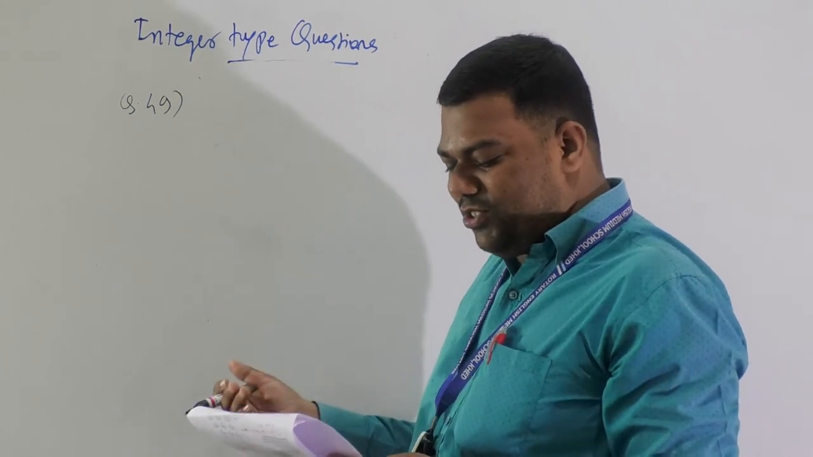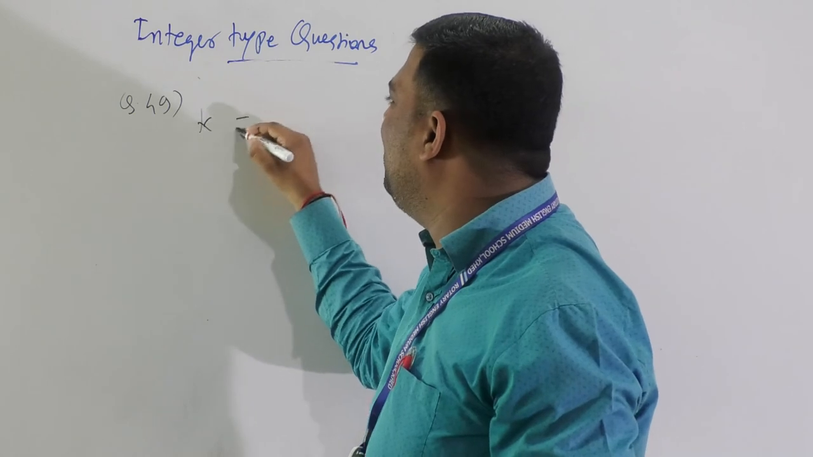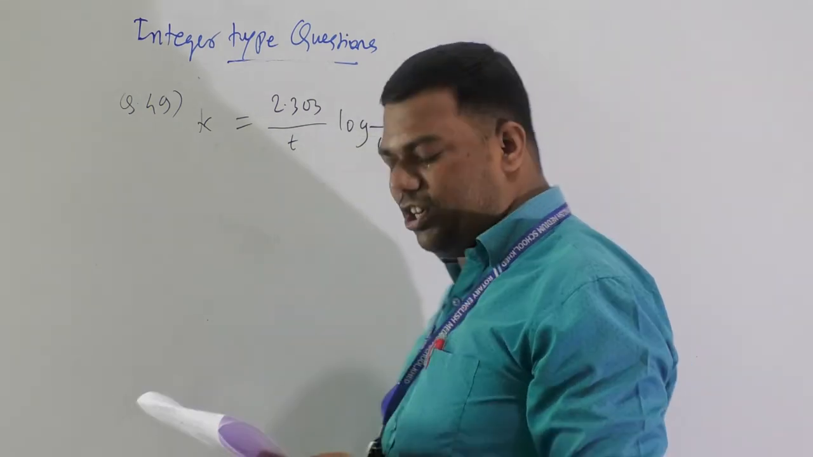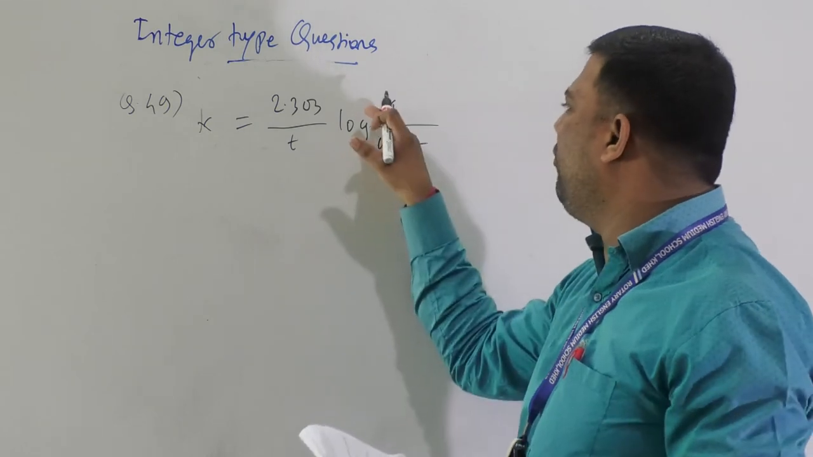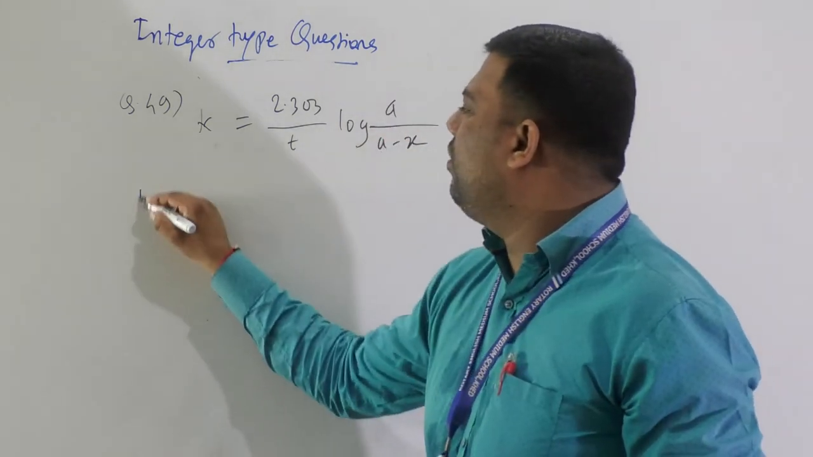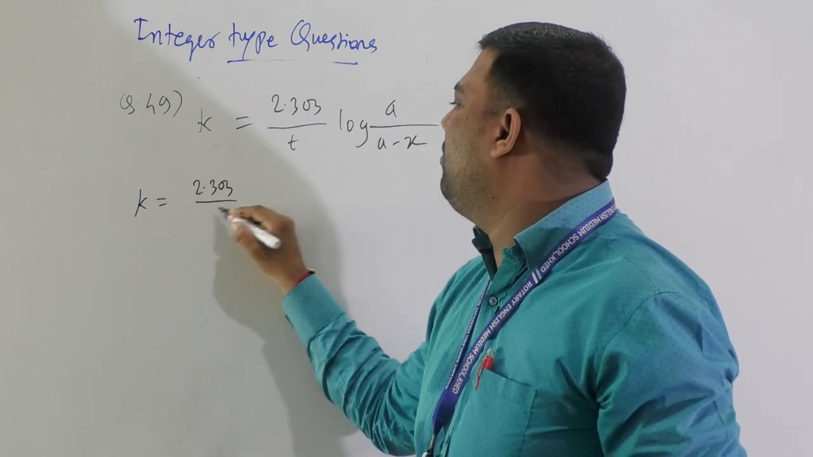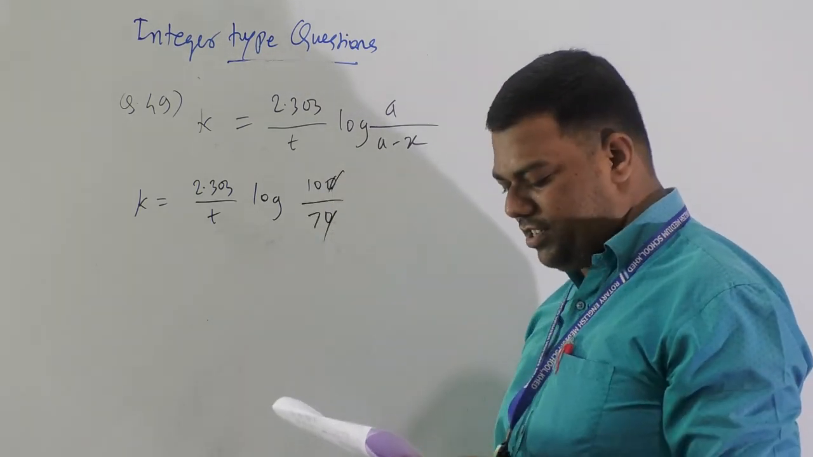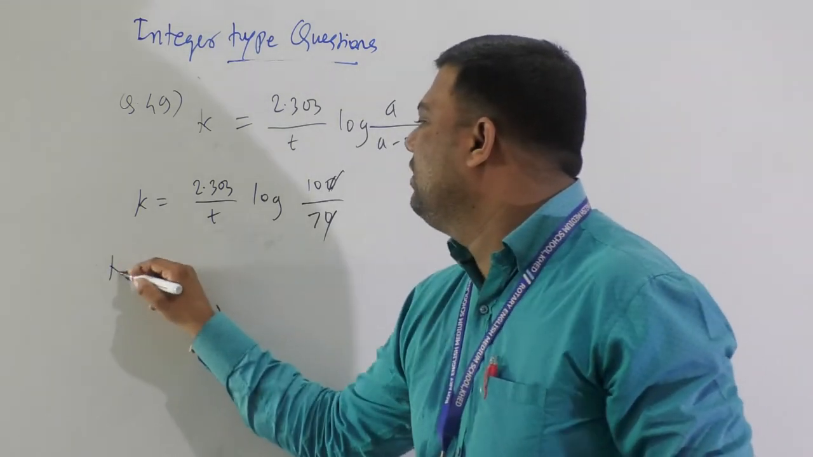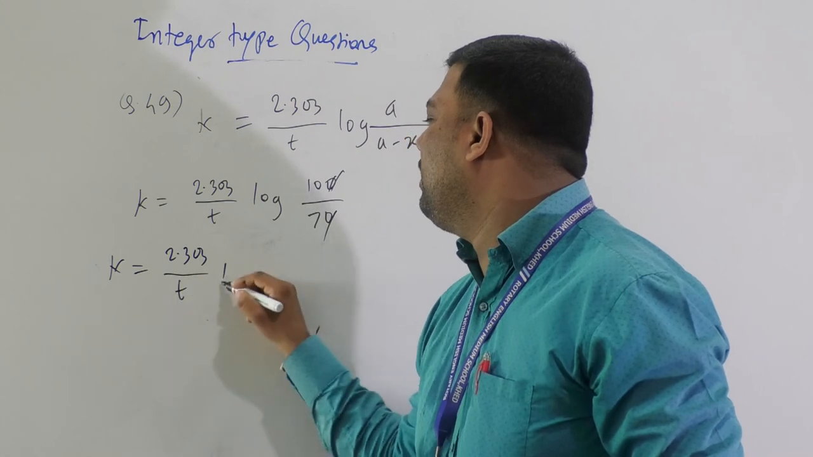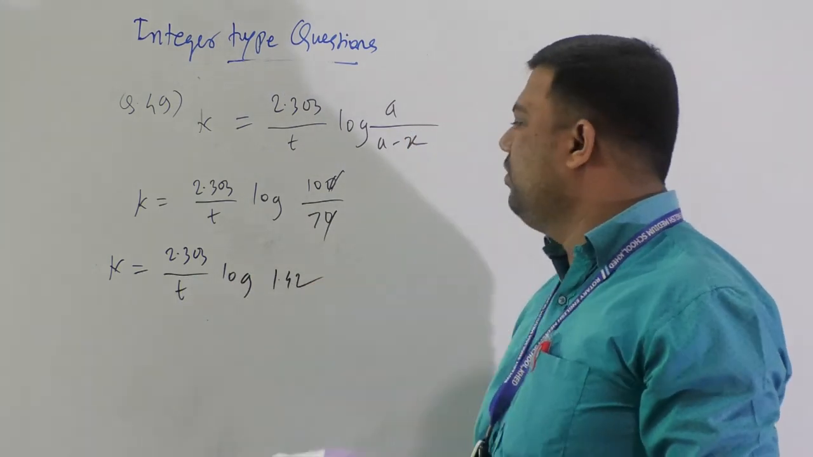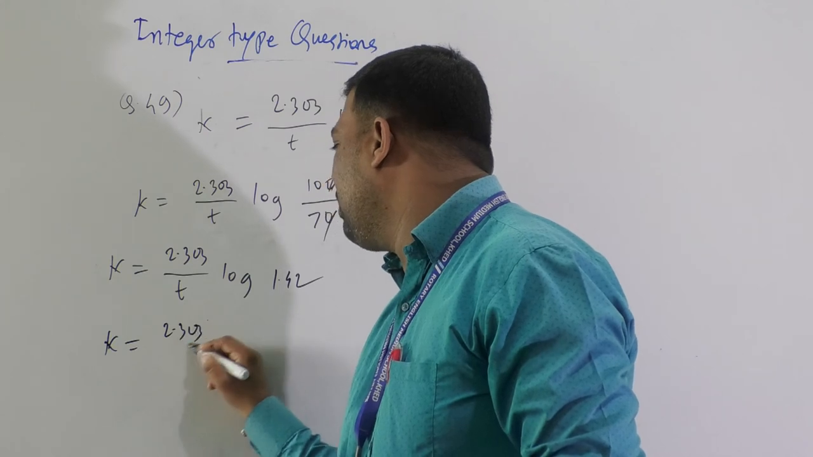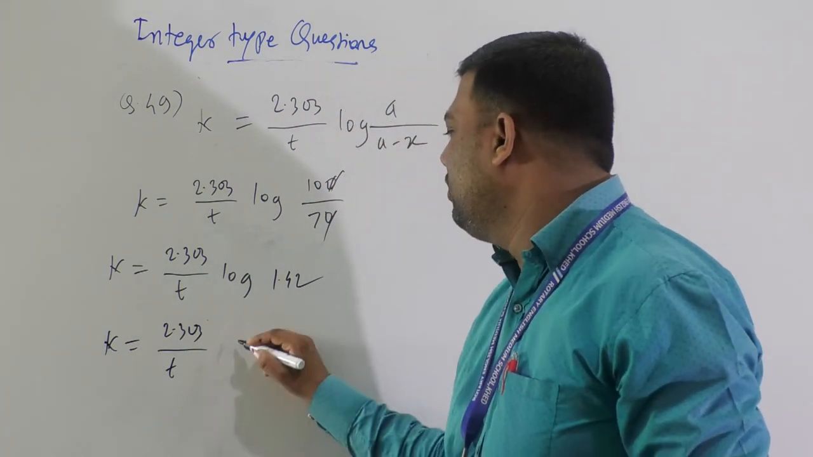Calculate T half. It is a first order reaction, so again the formula is the same: K is equal to 2.303 by T into log of A divided by A minus X. For 30% complete, 70% remains, so this is 100 divided by 70. This 0 will cancel out. After solving, K is equal to 2.303 by T log 1.42.